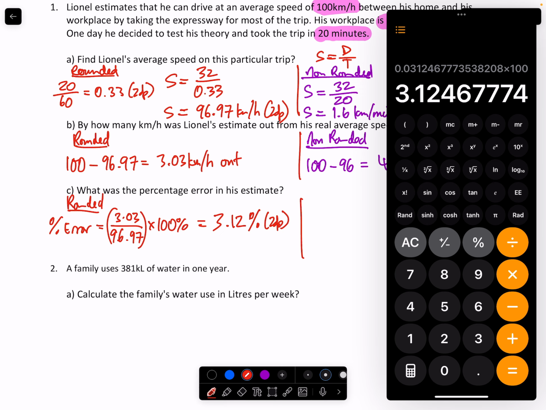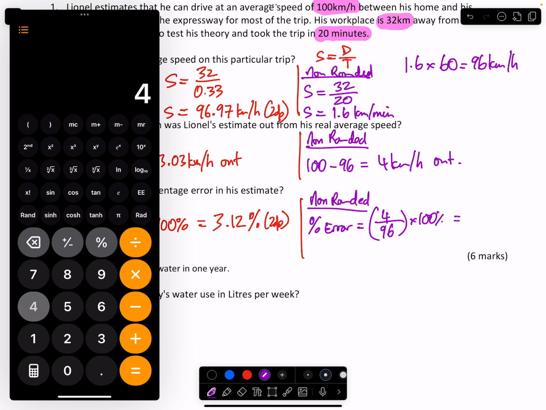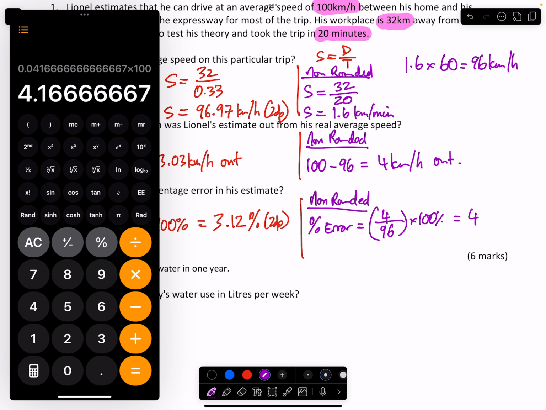Or if you were not rounding, non-rounded, it's going to be percent error equals the absolute of 4 over the exact, which was 96, times that by 100% equals 4 divided by 96 times by 100, 4.17% rounded to 2 decimal points.